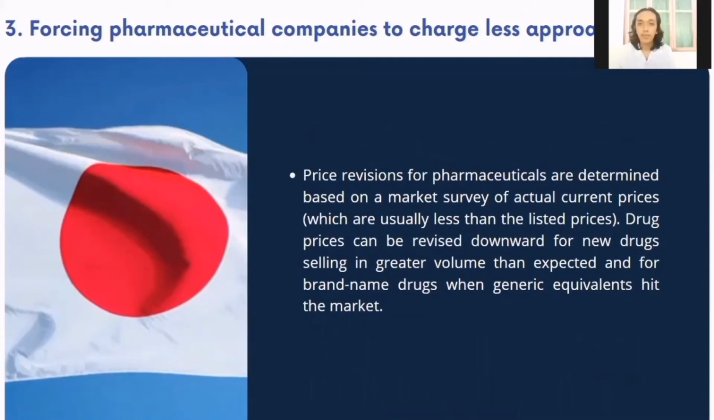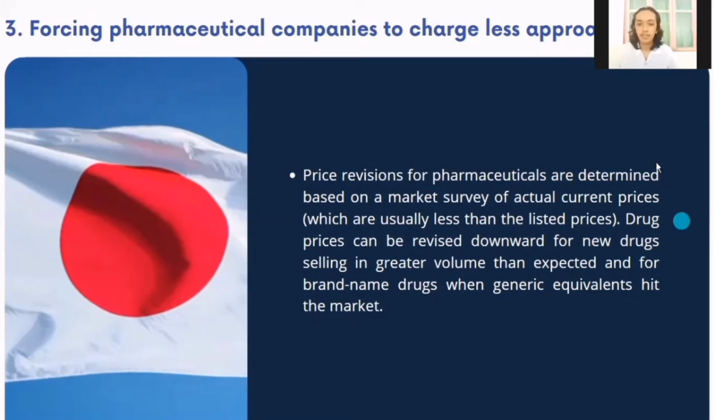Next is the price revisions for pharmaceuticals. They are determined based on market surveys of actual current prices, which are usually less than the listed prices. Drug prices can be revised downward for new drugs selling in greater volume than expected, and for brand name drugs when generic equivalents hit the market. We all know that Japan has a high economy, so they can set the prices lower than usual.